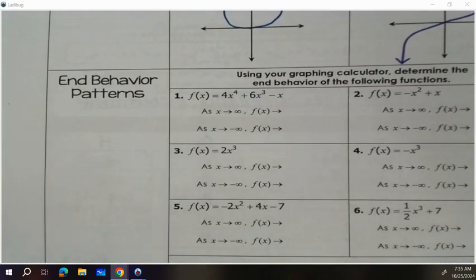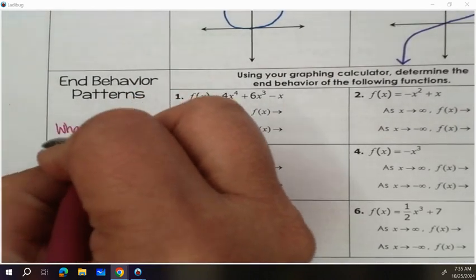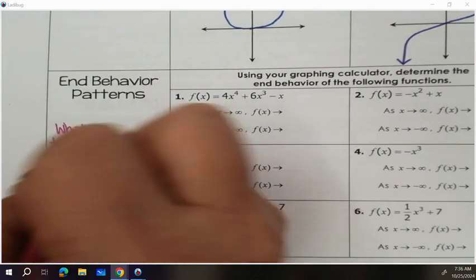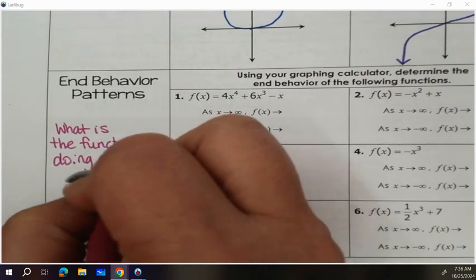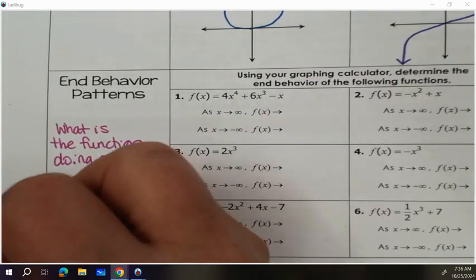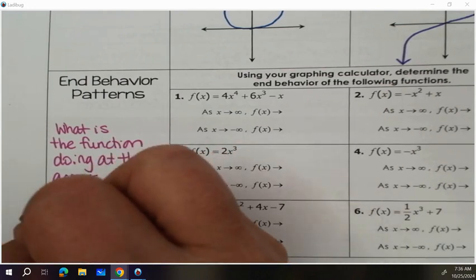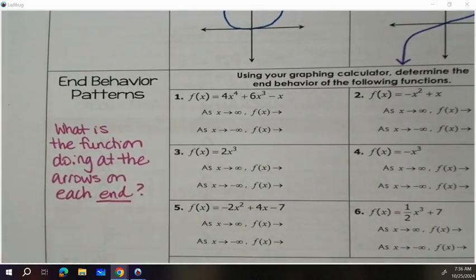So I'll put over here, what is the function doing at the arrows on each end? Hence why we call it end behavior.